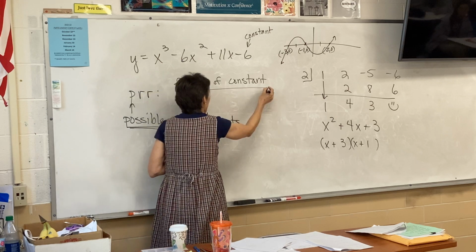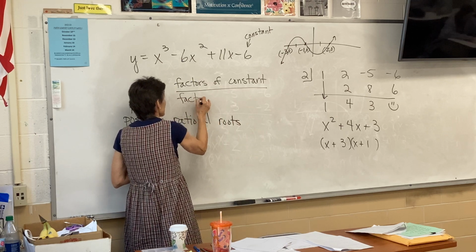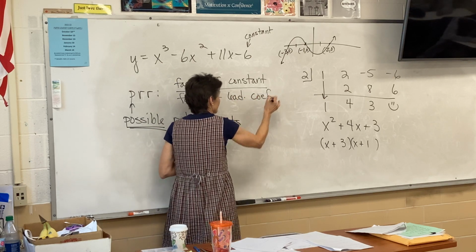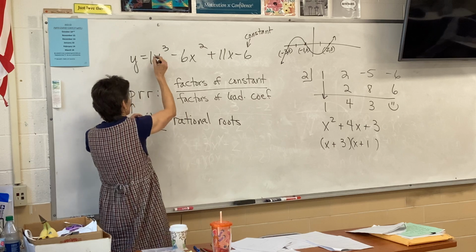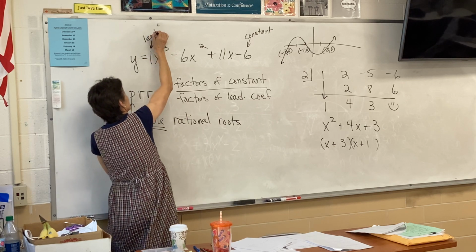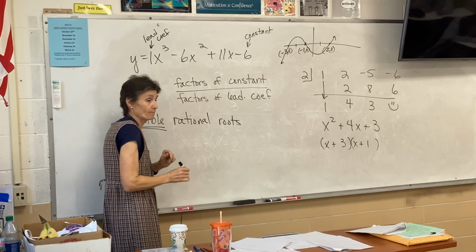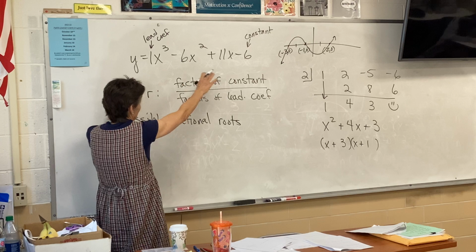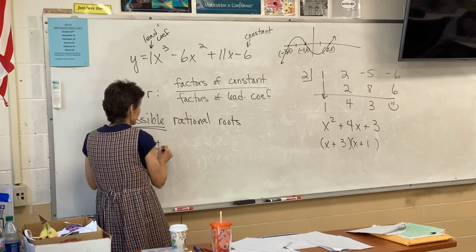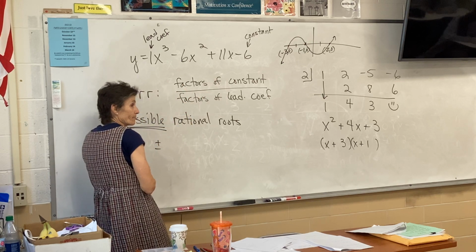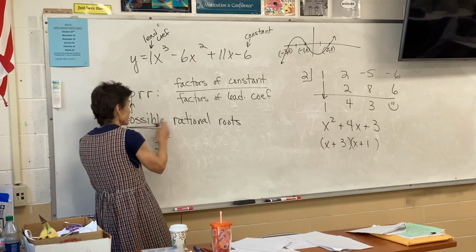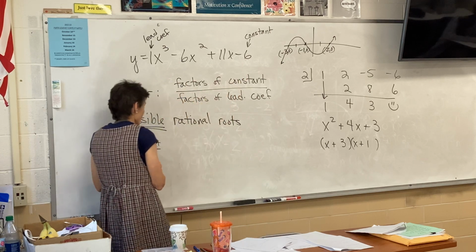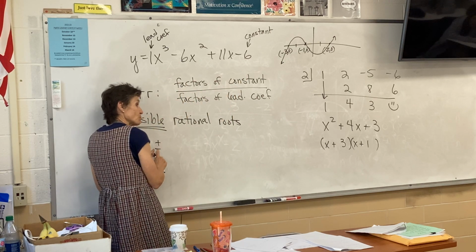And you divide that by factors of the leading coefficient, which for us is just 1. That's good news. So for this particular problem, my guesses, these are my possible guesses, my possible rational roots, are going to be factors of 6. Well, what are the factors of 6? Plus or minus 2.